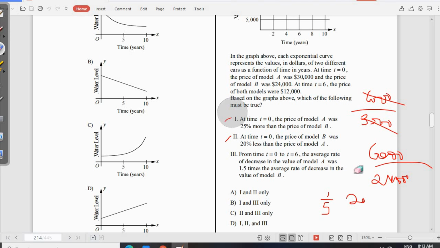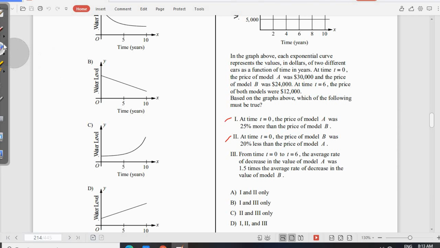The third one says from t equal to 0 to t equal to 6, the average rate of decrease in the value of model A was 1.5 times the average rate of decrease in the value of model B. This makes little sense at first, but let's check it out. The first thing we do is 30,000 minus 12,000, which gives you 18,000. Now divide that by 6. That's 3,000, the average for each year.